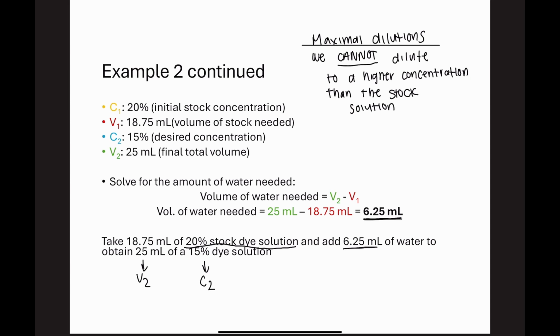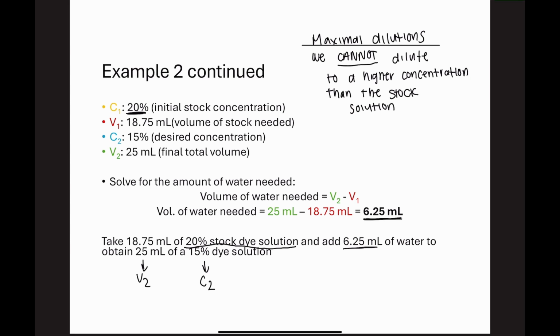We cannot dilute to a higher concentration than the stock solution. So in this example, we will never ever be able to create a concentration higher than 20%. Through dilution, we cannot achieve that. The only way to create a higher concentration of something is to have another stock concentration that is higher than the one that we have now.